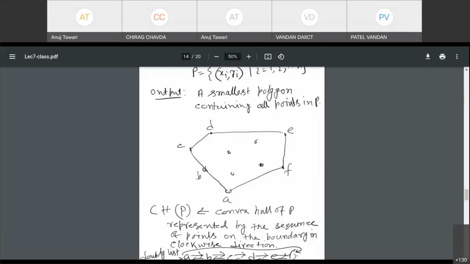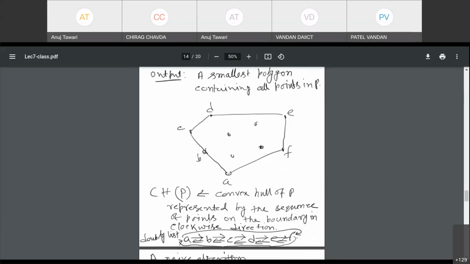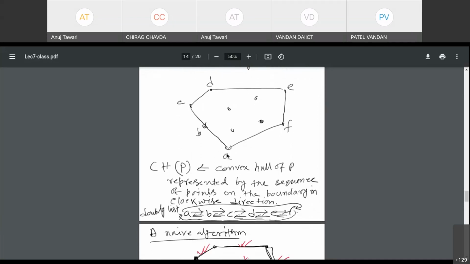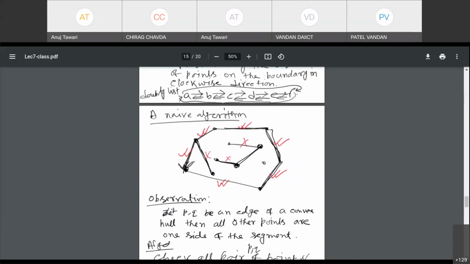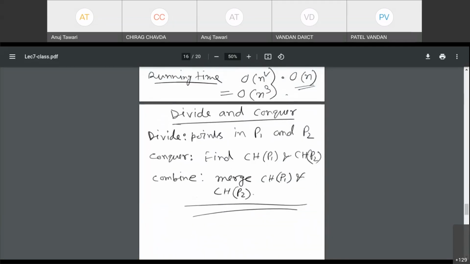That idea might work for x equal to 0 or y equal to 0, where you're just considering the x-axis or y-axis, but in general, it's not true. So, okay, anyway, let's move forward. We have seen this naive algorithm which works in n cube time.